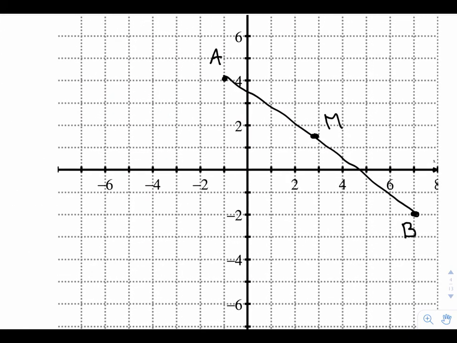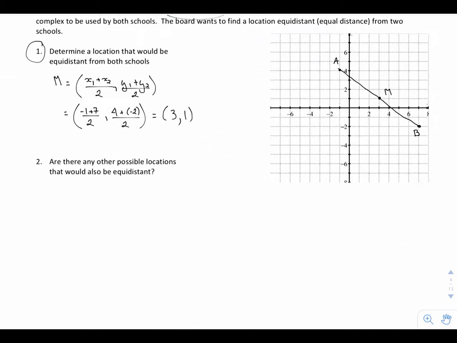Let's take a look here. It looks like it's a little bit off, and my line is off as well. But my midpoint is going to be right here. So let's call this M and draw our line again connecting the two schools. And there you have it. So that's where my sports complex is going to be.